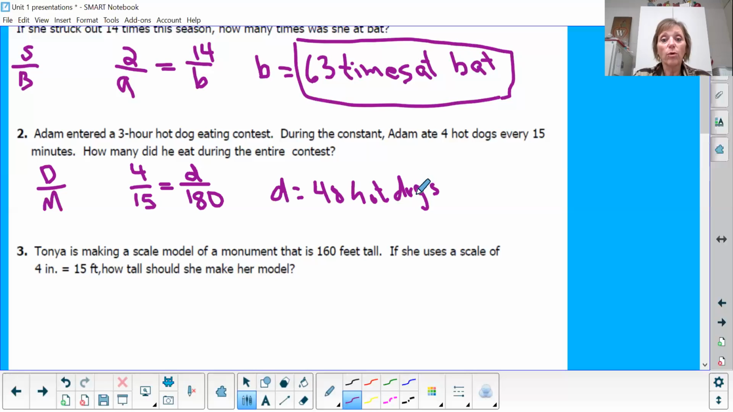Okay, again, I've ordered something to help me with this writing, so just bear with me right now. 40, that says 48 hot dogs, okay?